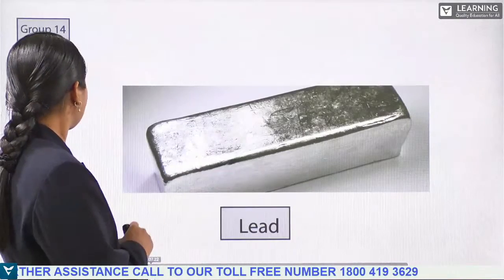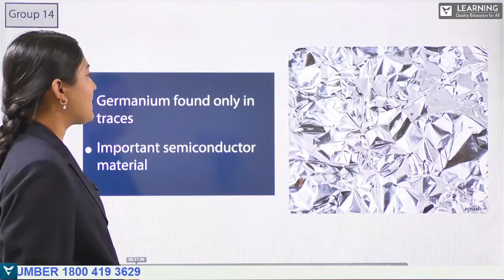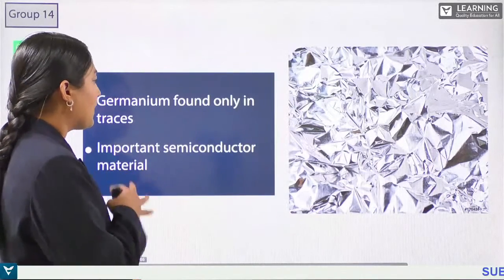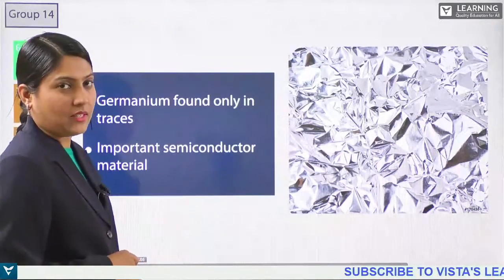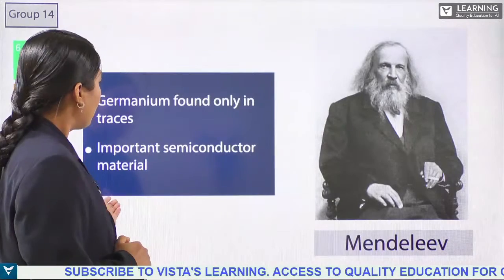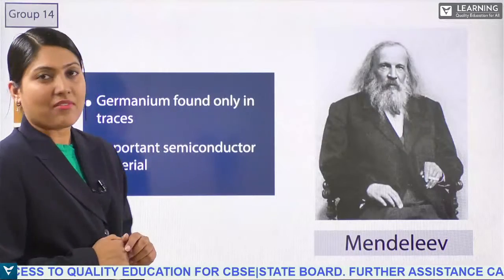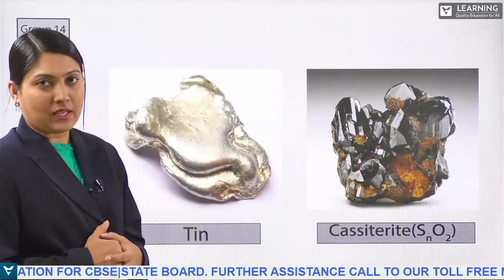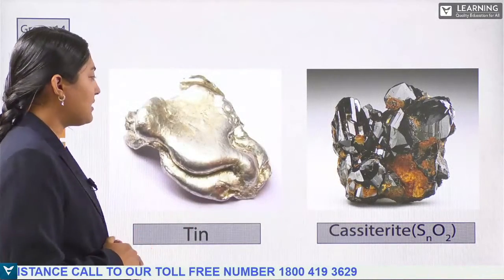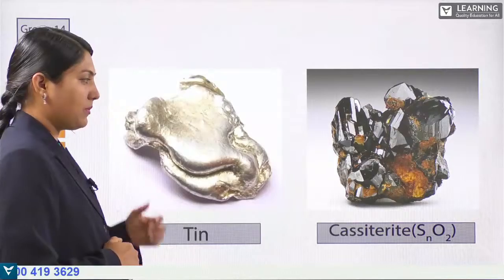Here next is germanium, after which comes tin, where very traces of germanium are found in the Earth's crust, and it is an important semiconductor material. It means we use this germanium for semiconductors. So who gave this? Mendeleev had the idea that in the empty space he had left, there we have germanium, which was found. Later we have tin. Sn is from stannum. Stannum is the Latin name for tin, where we get the symbol Sn.